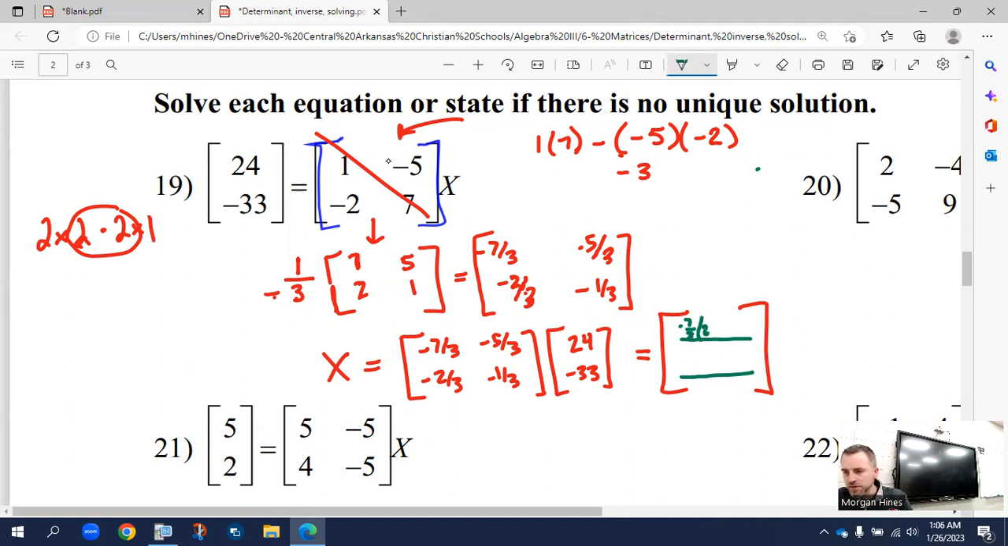All right, so I'm going to try to write these in here if I'll fit. -7/3 times 24. Wow. Plus -5/3. My goodness, I am not even close to having enough space. -5/3 times -33.